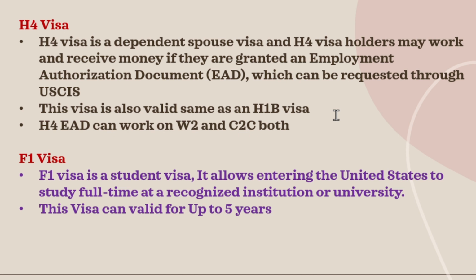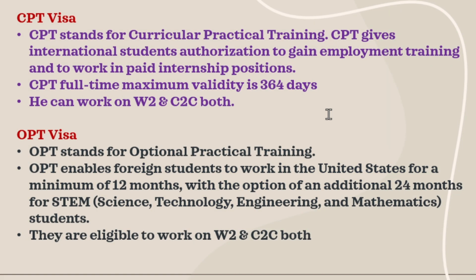Next, the F1 visa. The F1 visa is a student visa. It allows entering the United States to study full-time at a recognized institution or university. This visa can be valid up to 5 years. Next is CPT. CPT stands for curricular practical training, and it allows an F1 student to work in a company to get practical training before graduation, and they can work on W2 and corp to corp both.